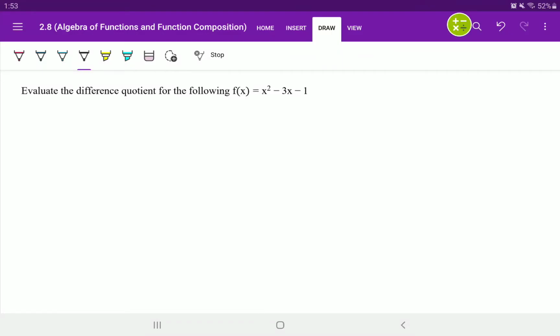Now, we want to evaluate the difference quotients for the following, which is f of x equals x squared minus 3x minus 1. And remember, the formula to find the difference quotient is f of x plus h minus f of x divided by h, such that h cannot be equal to 0. Okay, so we already know what f of x is. It's already given to us. Now we have to find out what f of x plus h is.